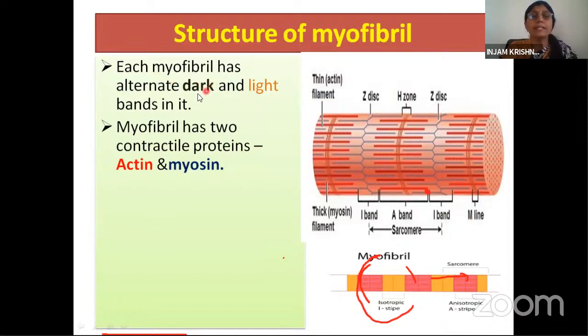First, I will explain here dark and light. See here, this is the light color. It is in light color and thin also. Here it is dark color and thick. This is myofibril. This entire long structure is a myofibril. This myofibril consists of two kinds of proteins. Those proteins are called contractile proteins. Those are actin and myosin.